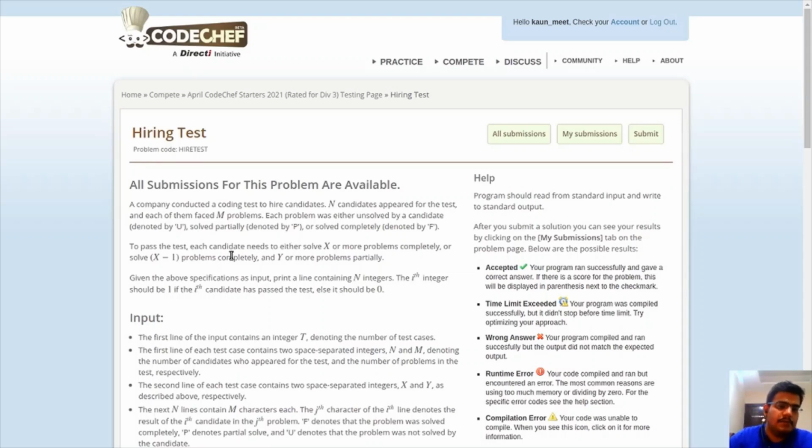Now, given the above specification as input, print a line containing N integers. The ith integer should be 1 if the ith candidate has passed the test, else it should be 0. So if either of these two conditions follow, then we need to output 1 as the answer for that particular candidate. And as we have in total N candidates, we will be printing a line which has N integers. And if the candidate is not able to fit in any of these two criteria, then obviously he would fall into the category of the fails. So we need to print 0 for that test case.